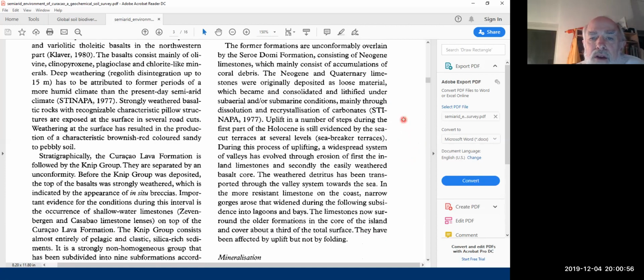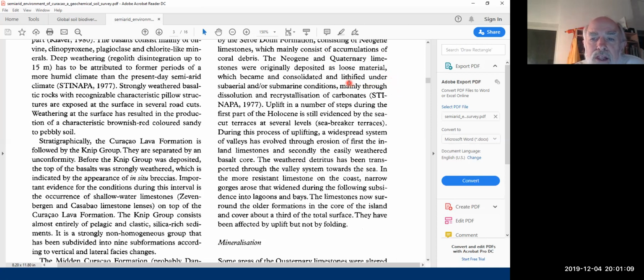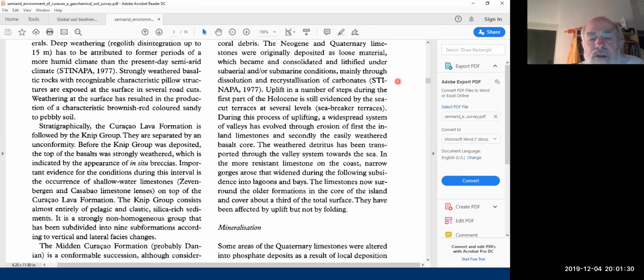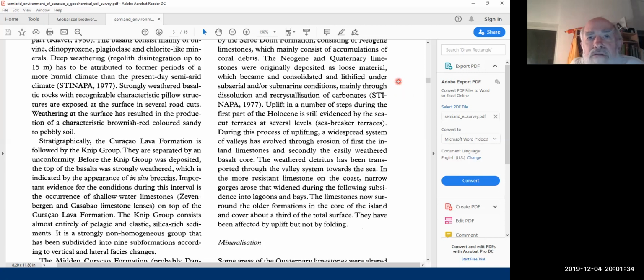All right, and then you've got the limestone, which they said is mostly coral debris that got consolidated and then lithified. That just means it got turned into rock under subaerial or submarine conditions. Subaerial means out in the air, so this was on land, or submarine while it was still underwater. So this is through dissolving the carbonates and recrystallizing the carbonates. That's why I put that cave photo in there, because that was dissolved carbonates that got redeposited, recrystallized. But within the limestone body, those loose coral fragments get glued together by calcium carbonates dissolving somewhere else and then depositing and getting it all stuck together.